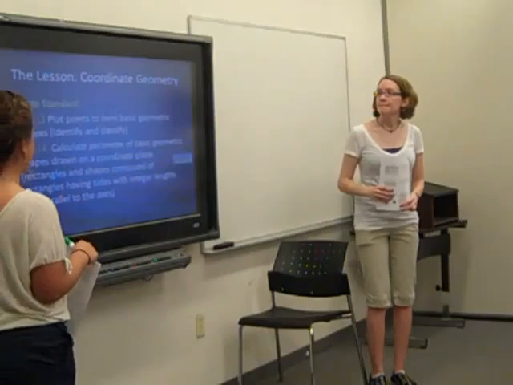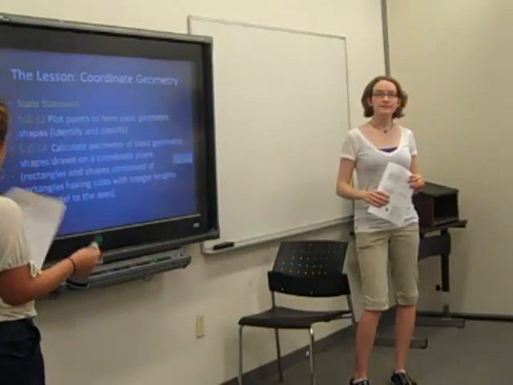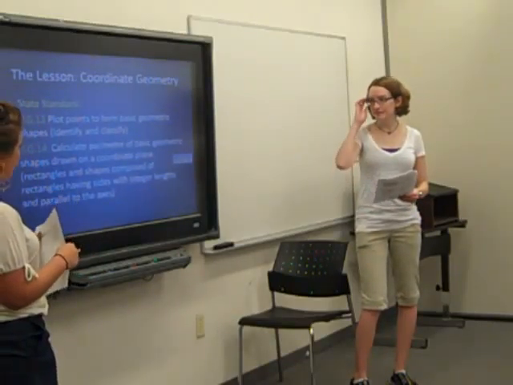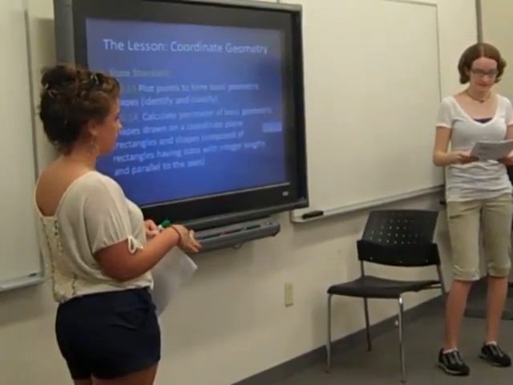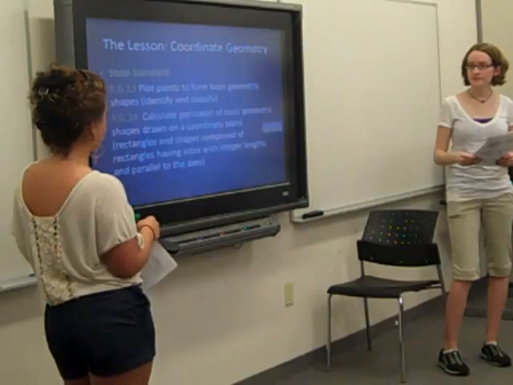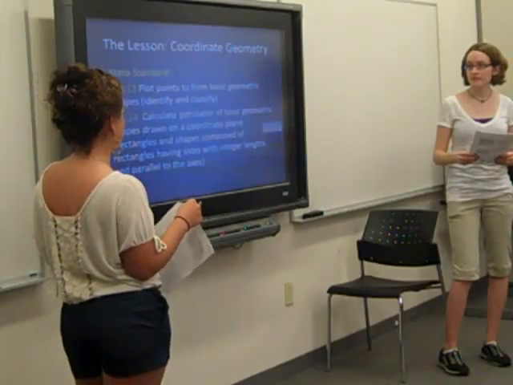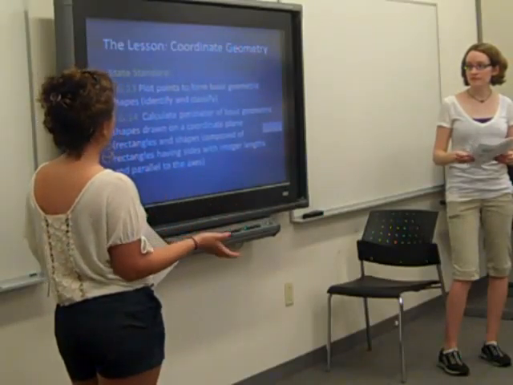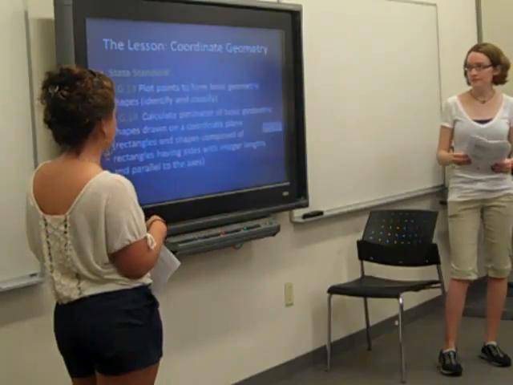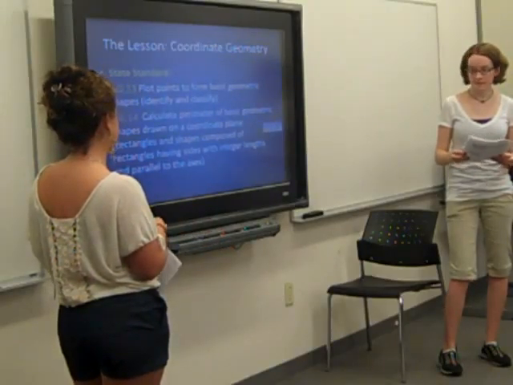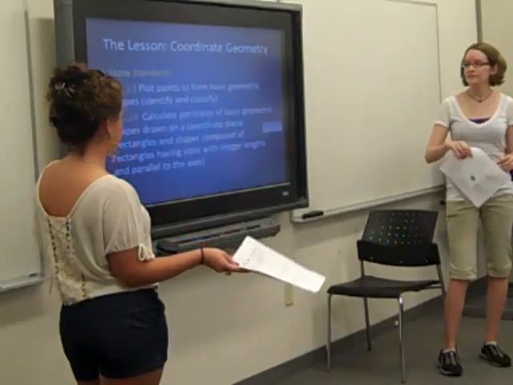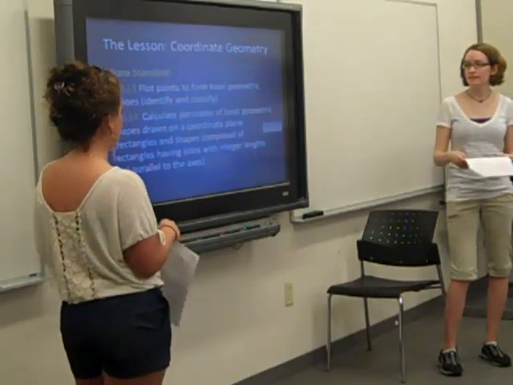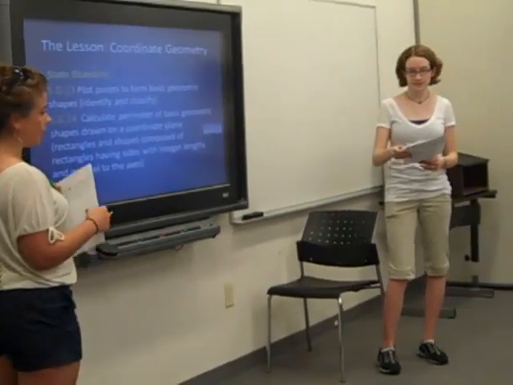So here are the state standards that are used within this. You plot points to form basic geometric shapes, identify and classify those different shapes, and calculate perimeter of basic geometric shapes drawn on the coordinate plane. Rectangles and shapes composed of rectangles have sides with integral lengths and parallel to axes. So you could also calculate and figure out the perimeter of shapes on a coordinate plane.